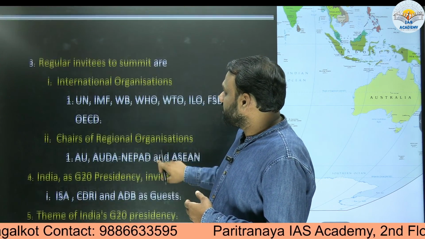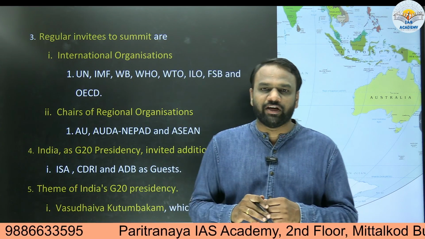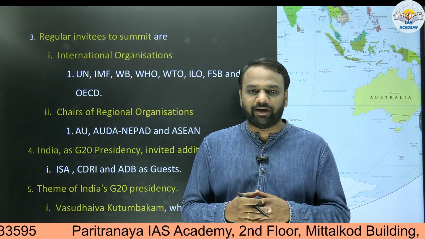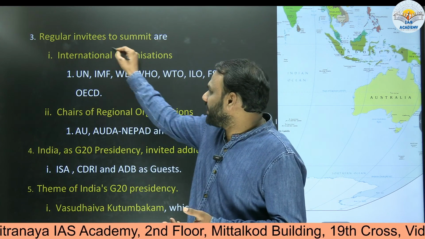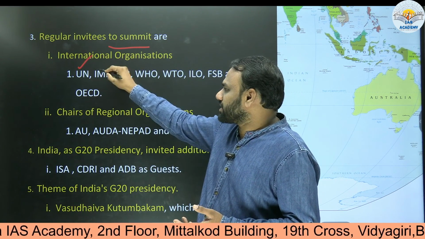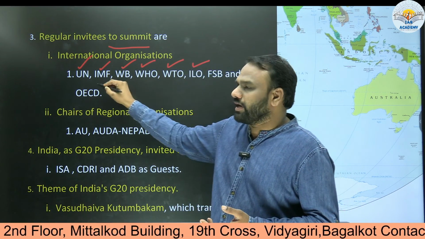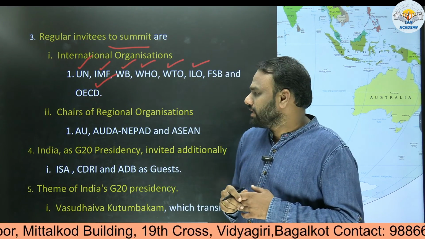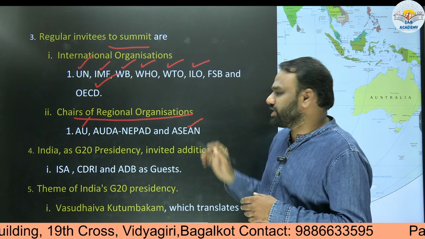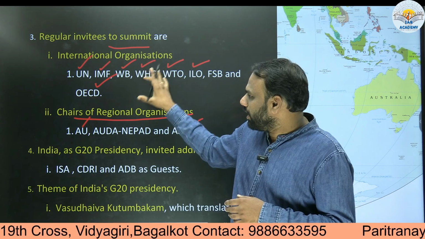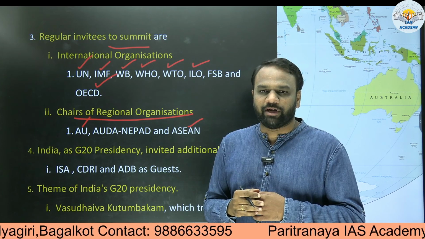Next, generally every year to the G20 summit, apart from the members of G20, some external entities are also invited, even though they are not members. So who are such regular invitees? Some international organizations: United Nations, International Monetary Fund, World Bank, World Health Organization, World Trade Organization, International Labour Organization, Organization for Economic Cooperation and Development. Similarly, chairs of regional organizations like African Union, Association of Southeast Asian Nations. So these international organizations and chairs of the regional organizations are regular invitees of the G20 summit.